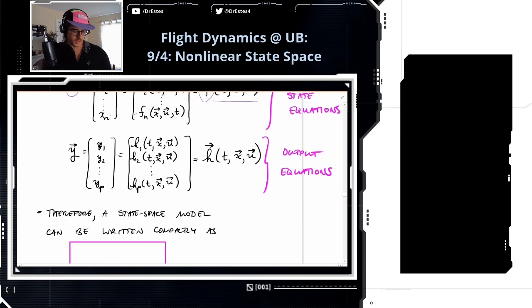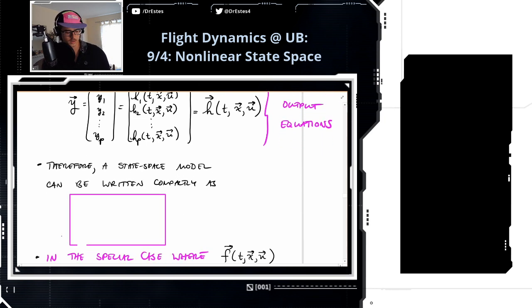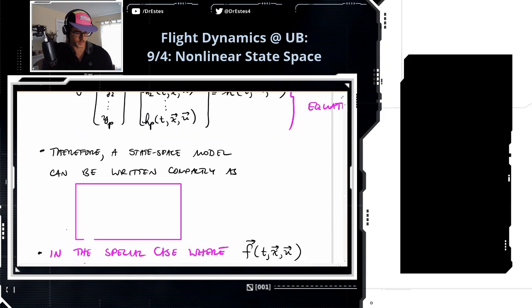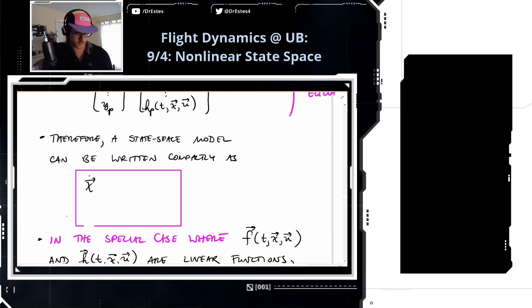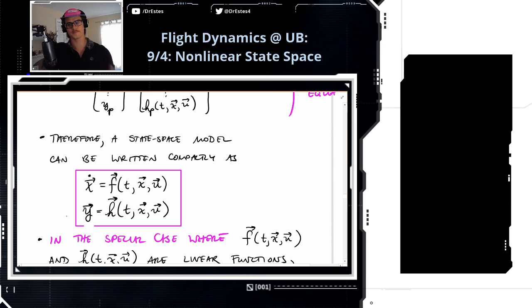And therefore, a state space model can be written compactly as follows. Get ready. x dot, the vector, is that vector function f of time, my states, and my system inputs. And my output equations are the vector function h of time, my states, and my inputs.